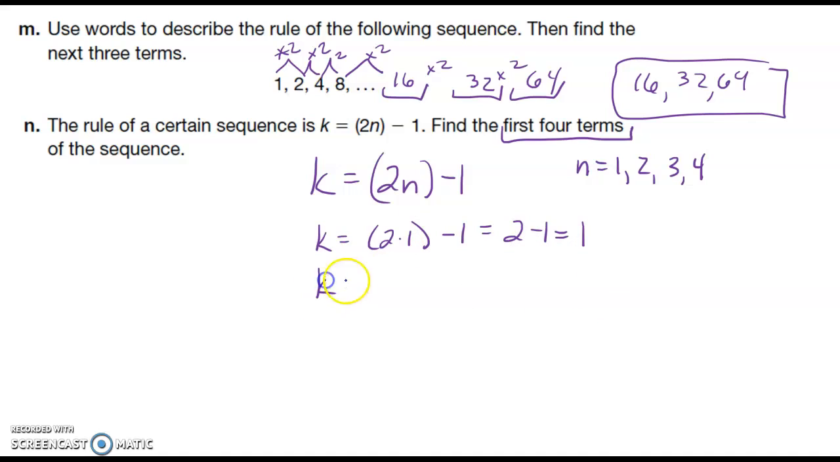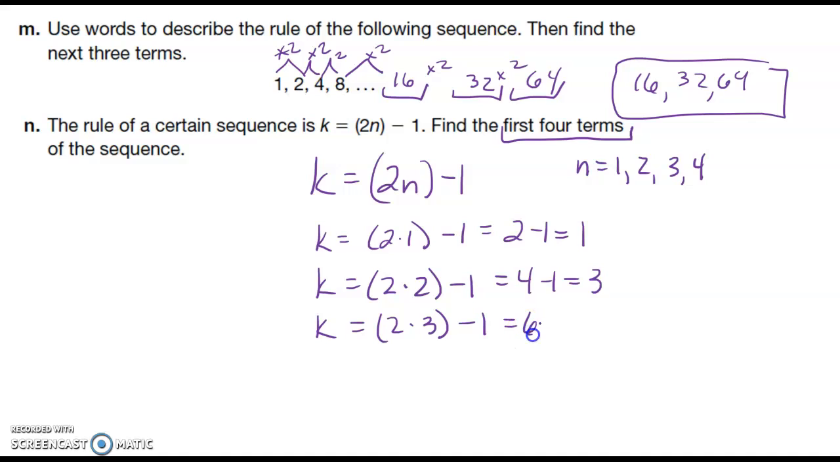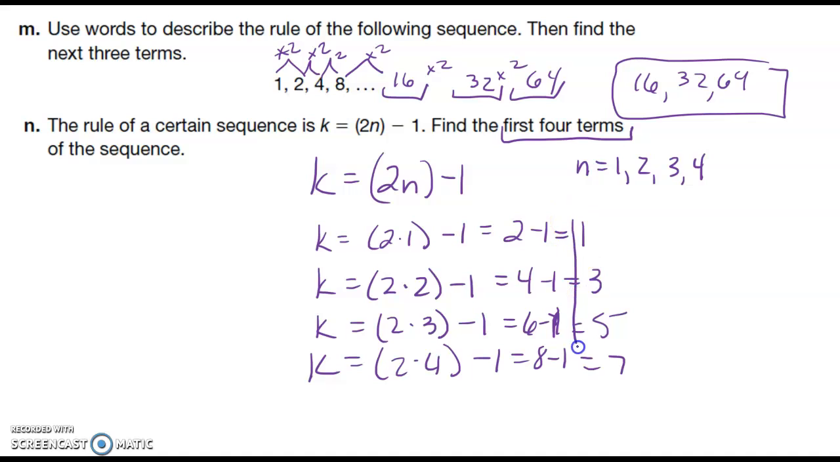Okay. K equals 2 times 2 minus 1. 4 minus 1 is 3. K equals, we're going to plug in 3, which is 6 minus 1, which is 5. And the last one, 2 times 4, which is 8 minus 1, which is 7. So these are my first four terms because I plugged in 1, 2, 3, and 4.